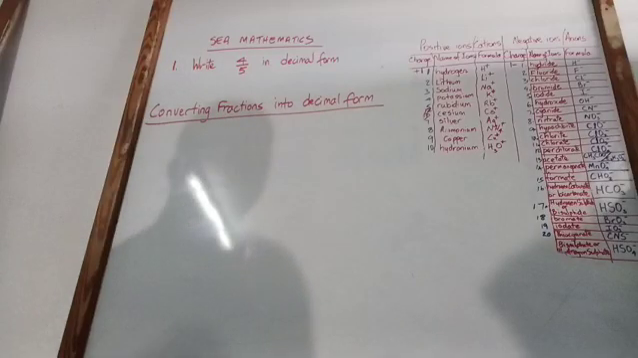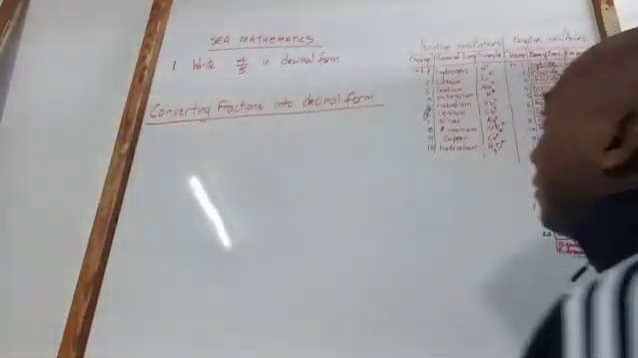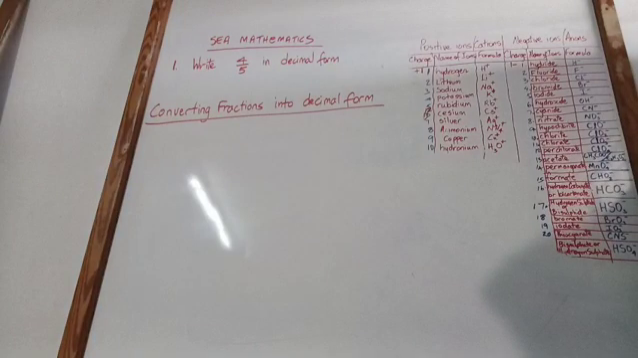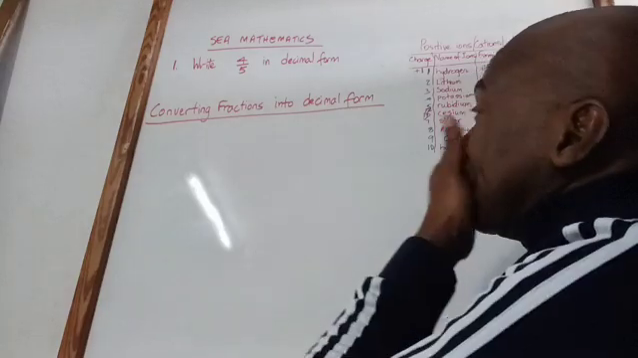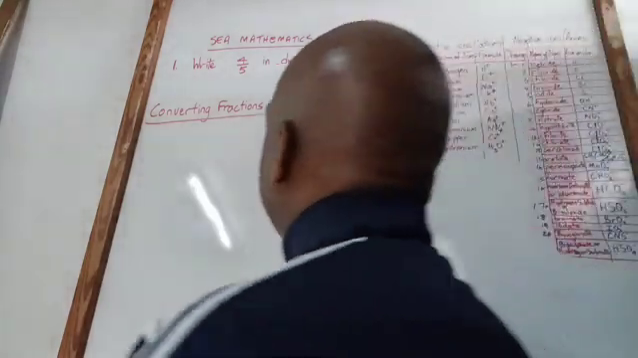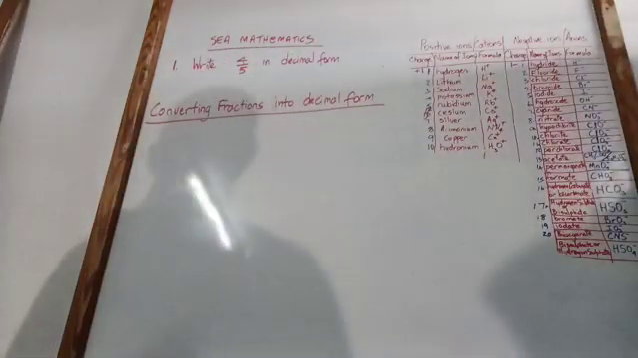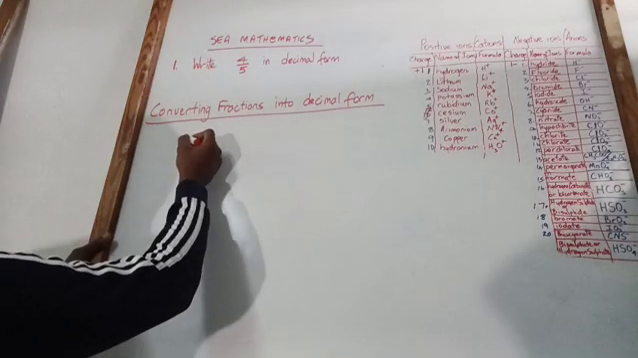Okay, so here we want to convert fractions into decimal form. How do we convert fractions into decimal form? Let's start with 4/5.